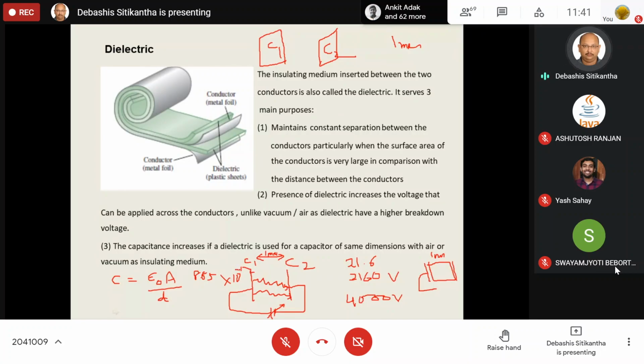Now in place of this, if I use any other dielectric medium with a permittivity more than this, obviously the capacitance of this capacitor is going to increase. For example, there are many insulators which have a permittivity of more than this epsilon 0. So naturally in that case, the capacitance value is going to increase to a very large value. So these are the three most important uses of this dielectric medium.